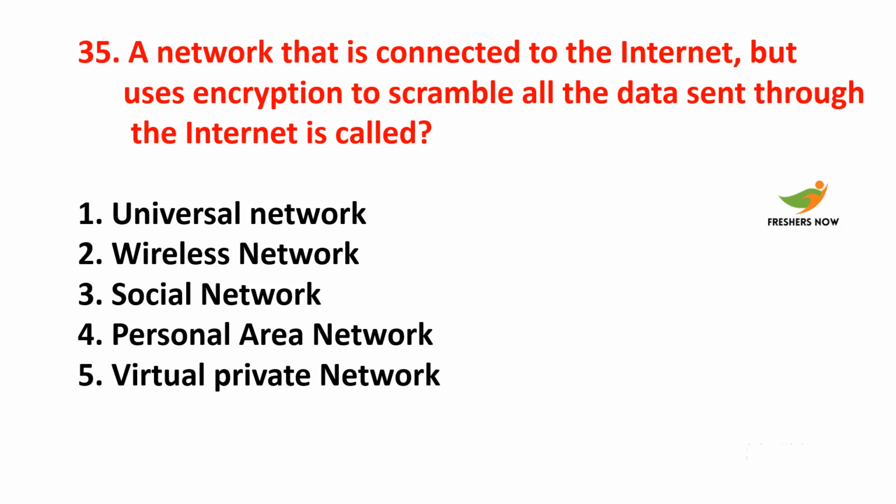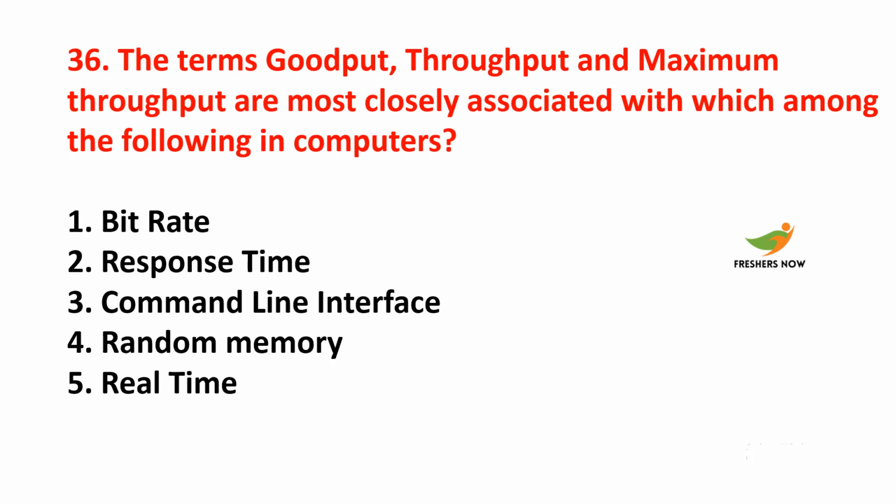35th question. A network that is connected to the internet but uses encryption to scramble all the data sent through the internet is called? And the answer is option 5, virtual private network. 36th question. The terms goodput, throughput and maximum throughput are most closely associated with which among the following in computers? And the answer is option 1, bit rate.